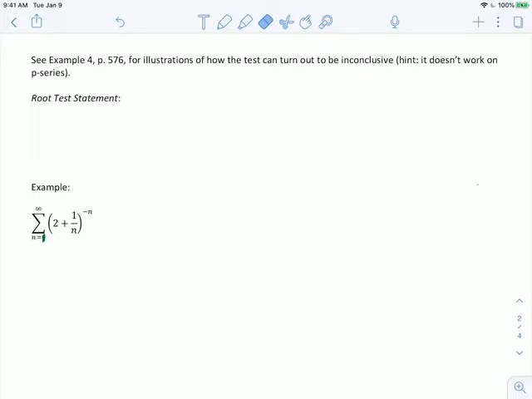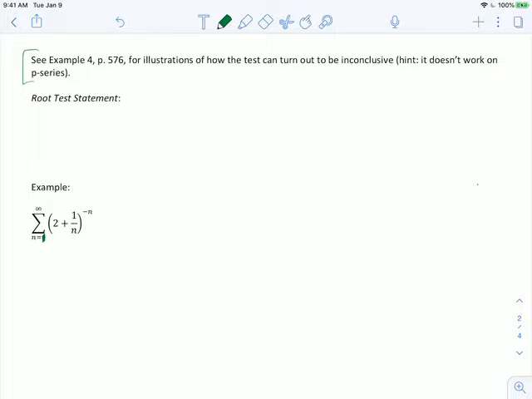One thing I had failed to point out in the previous video on the ratio test is that in the reading I've assigned for this section, example 4 gives an illustration of the types of series for which the ratio test doesn't work at all. It's inconclusive because we get a value of rho equal to 1. The two examples given, the canonical examples for this sort of thing, are p-series. P-series will not crack under the ratio test. They'll generally get a ratio of 1.